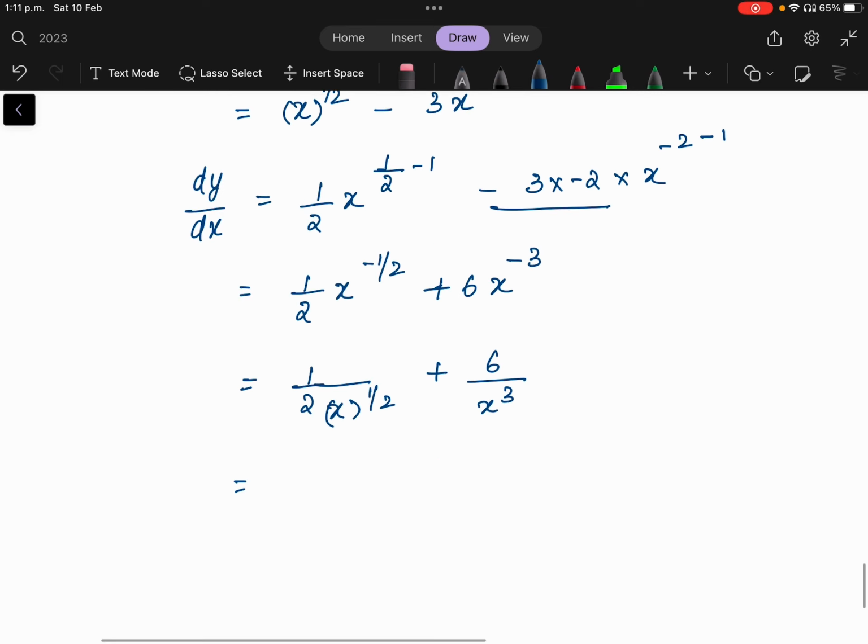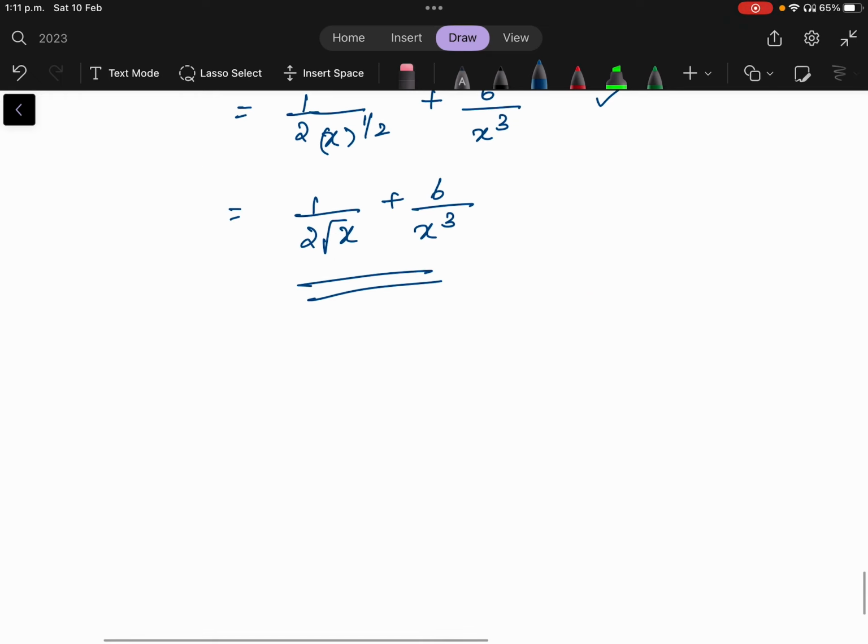x to the power of 1 over 2 can be written as 1 by 2 root x plus 6 by x cube. So even if you write like this, you will get marks, but it is always better to write it a bit more neatly so that the examiner will find it easier. They might find it in a better format and they will have a feel good factor.